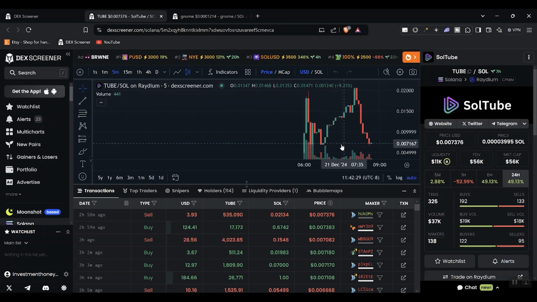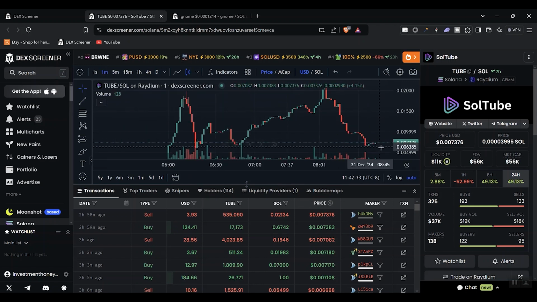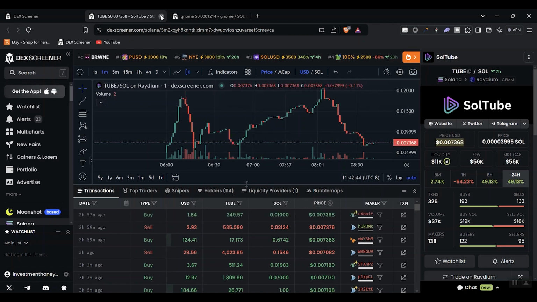Okay, and here, Soul Tube. This one, I don't really care for the chart pattern here. Let's go out to the 1 minute. And let's see what's going on. So you got some buys coming in right here, but on the 1 hour, we're down over 50%. This one doesn't look that promising to me either, so I'm actually going to exit out of this one.